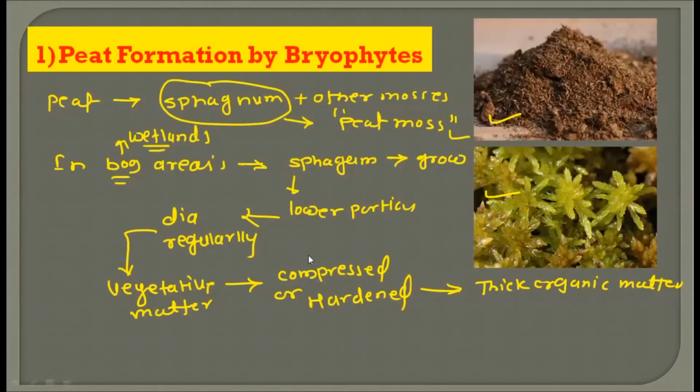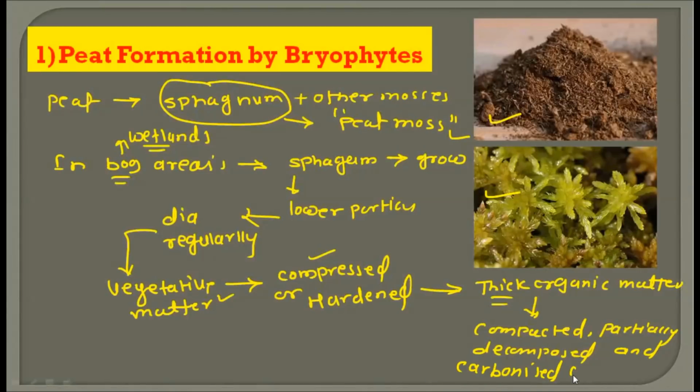Over time, due to the compression, this vegetative matter got converted into thick organic matter. This compacted, partially decomposed, and carbonized dead plant material is called peat. The peat is a compact, partially decomposed, and carbonized dead plant material, which is primarily made up of the sphagnum bryophyte. Alright. So this is the peat, which is formed due to the bryophyte called sphagnum and the other mosses. And now, what is the economic importance of this peat?